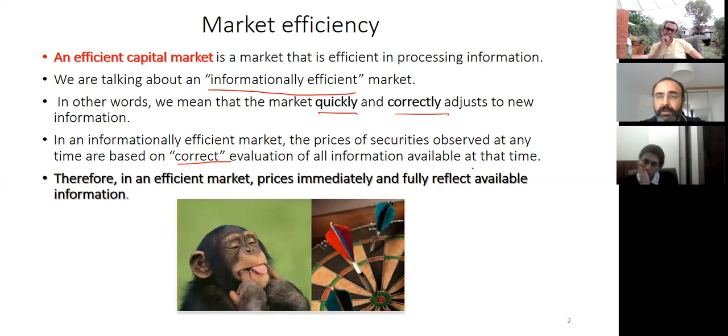Therefore, when we find the price of a financial instrument, it reflects everything that everyone knows in the market, and there is no change in the price if a piece of information emerges. So in an efficient market, price immediately and fully reflects available information.